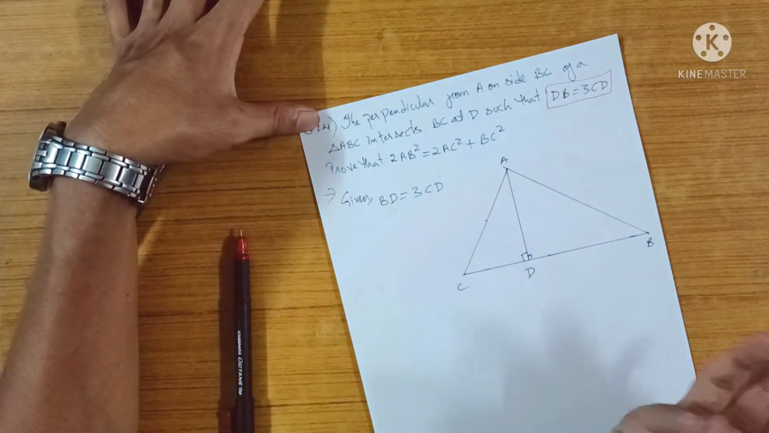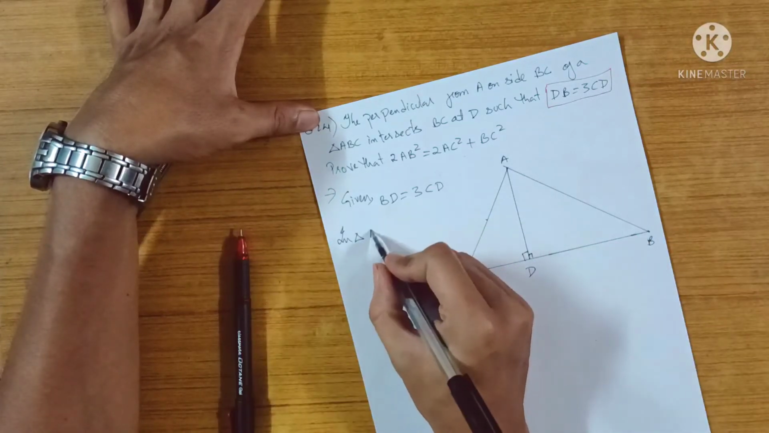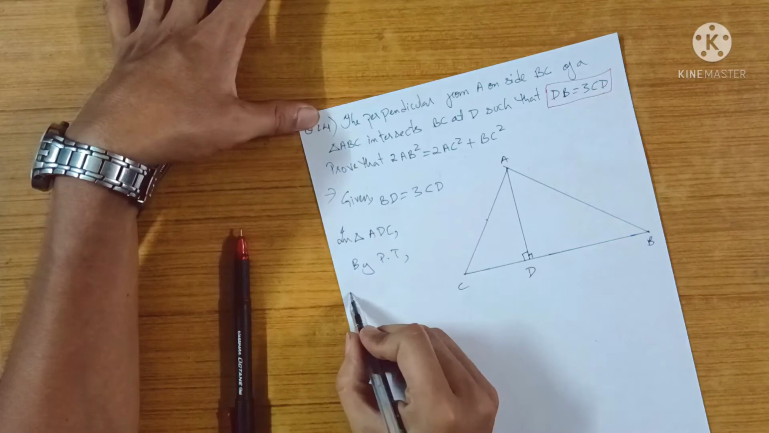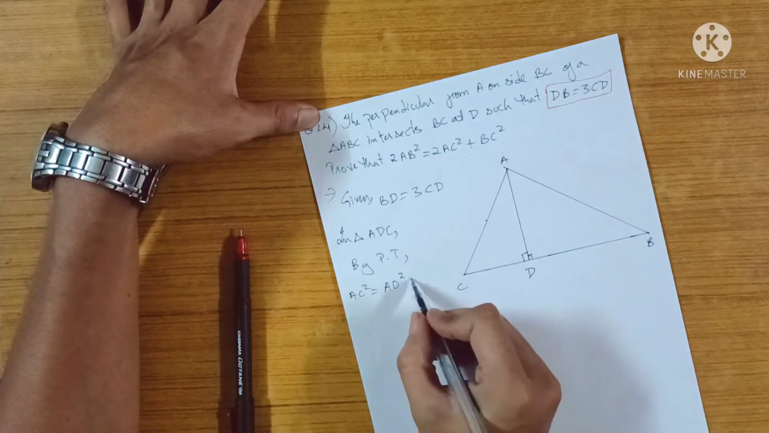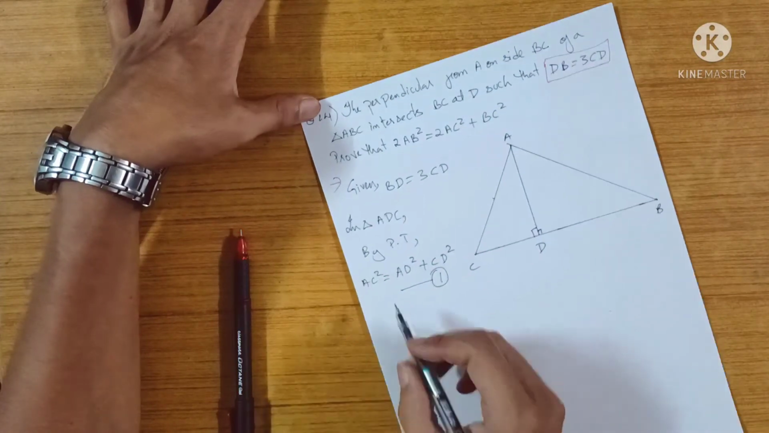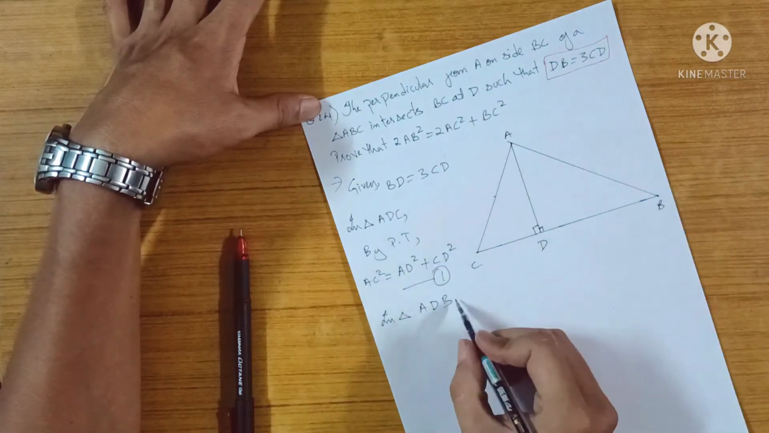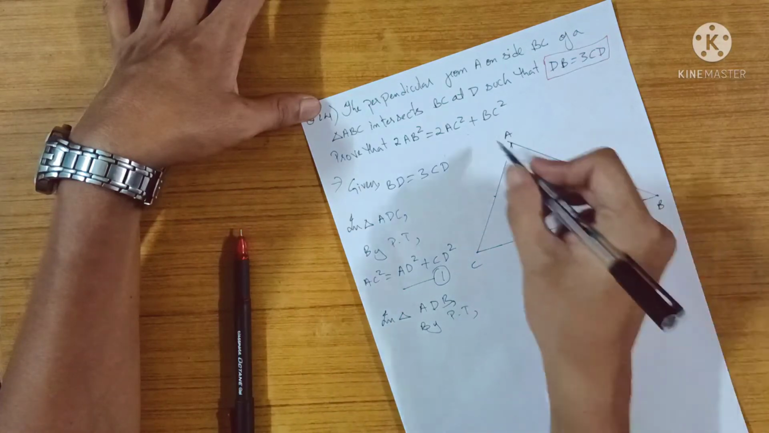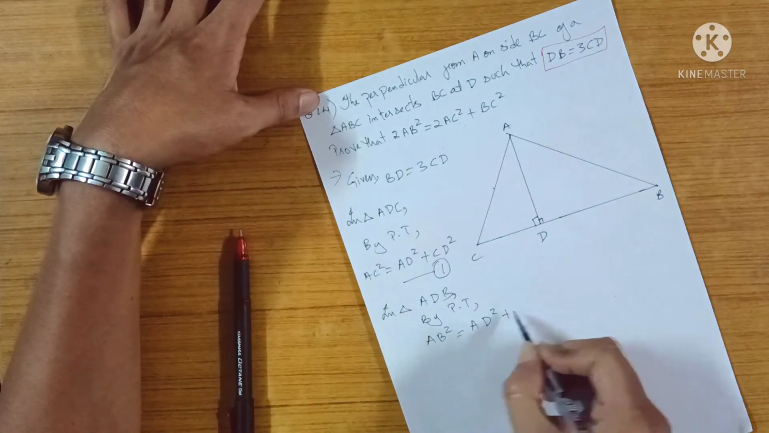We have only 2 triangles where we can apply Pythagoras theorem, so we'll just apply it. In triangle ABC, by Pythagoras theorem, we can say AC square equal to AD square plus CD square. Let's give this equation 1. Now, in triangle ADB, this triangle, okay, now, by Pythagoras theorem, we can say AB square equal to AD square plus BD square.